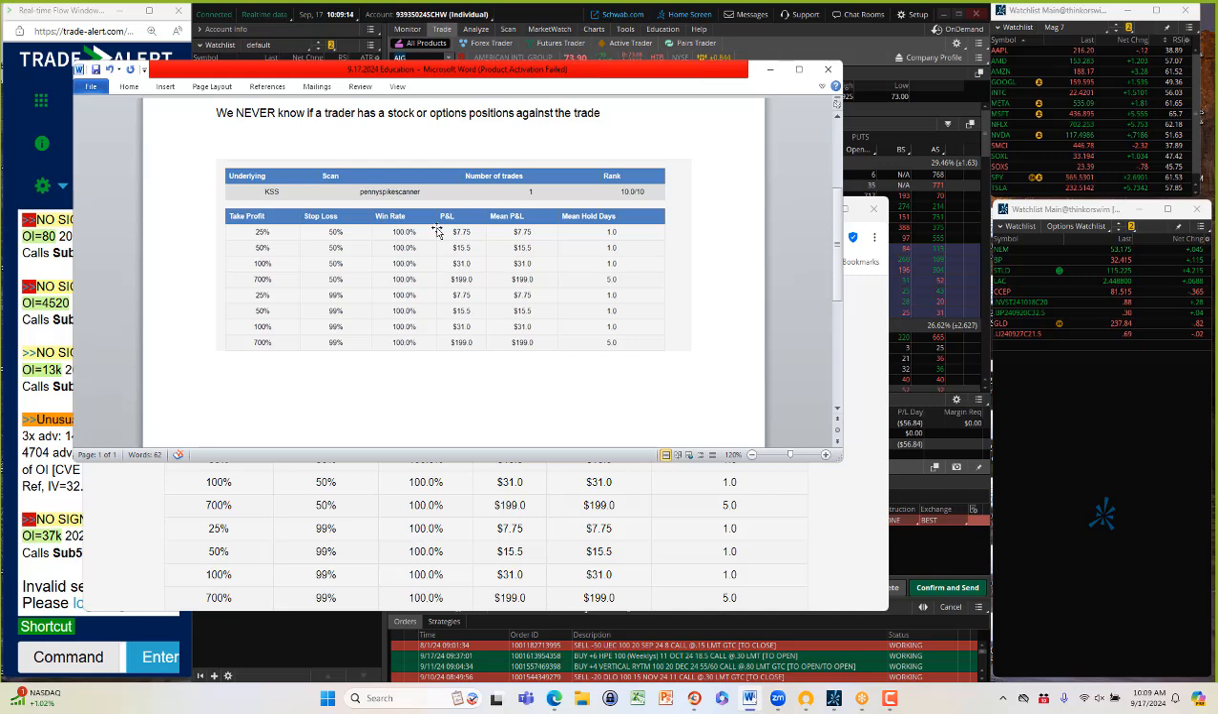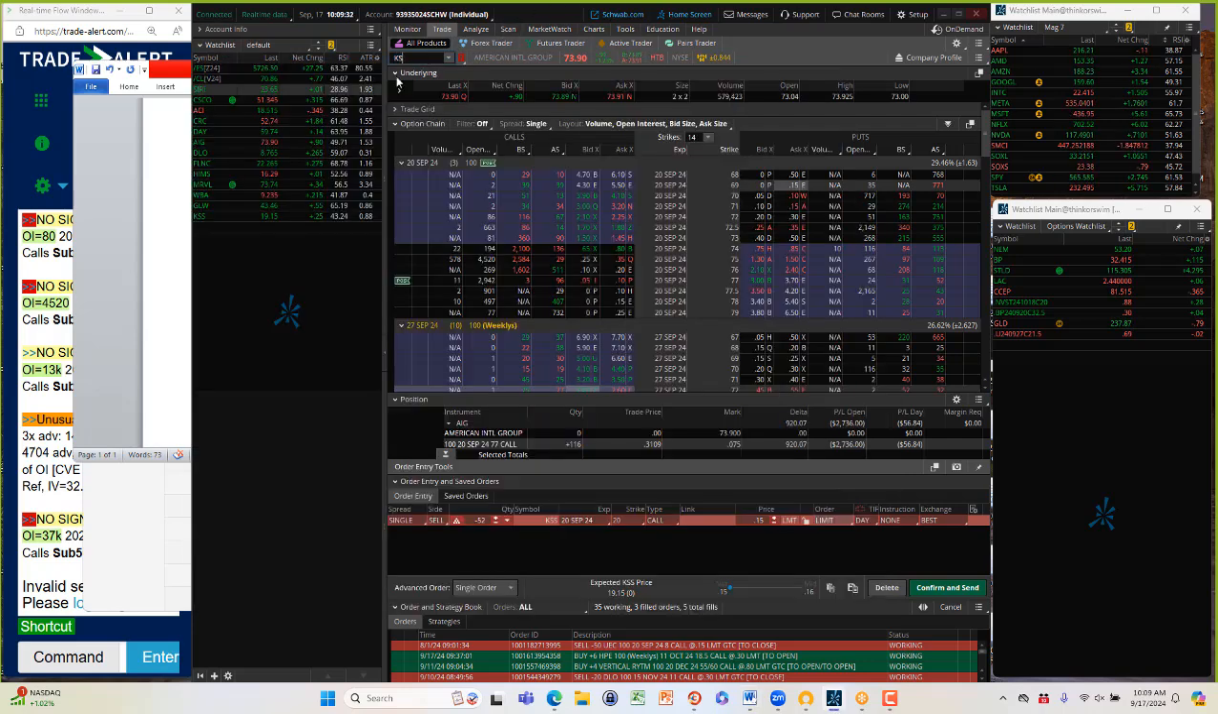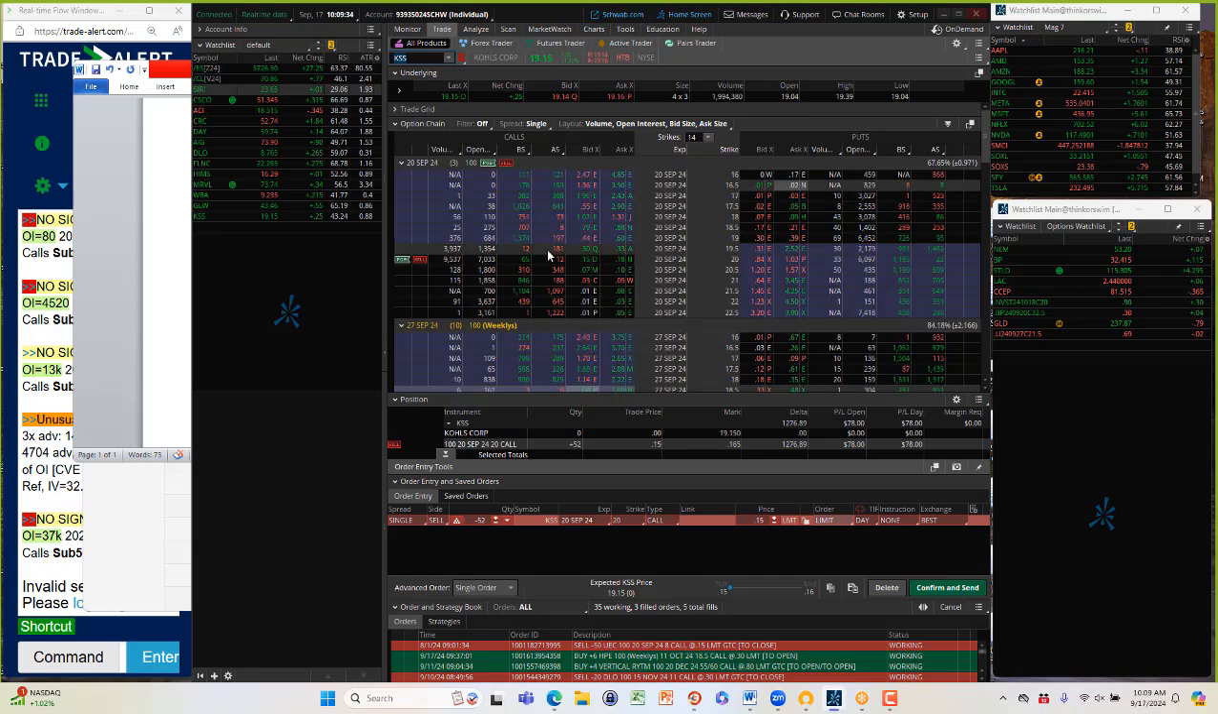Okay, so I decided to take this trade. So I bought 52 contracts of KSS 9/20/2024 $20 calls for 15 cents. Okay, so about $750 of risk in KSS. You can see here right now, they're worth about 15 cents.